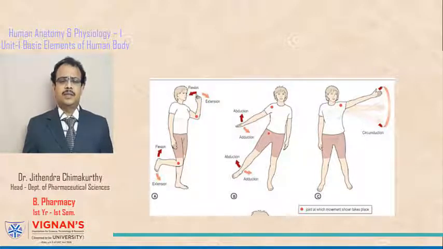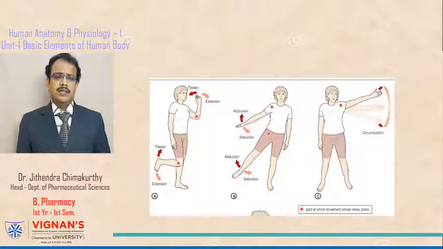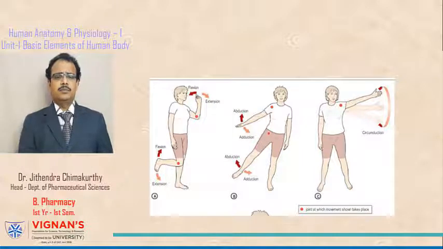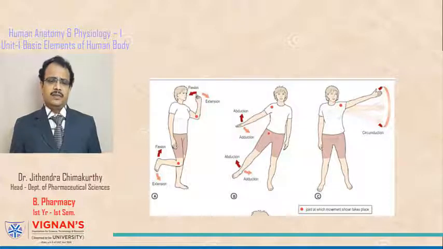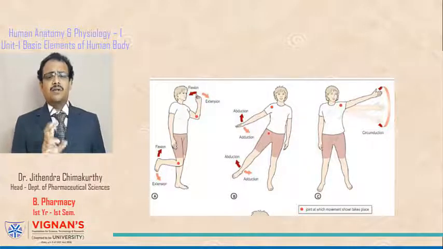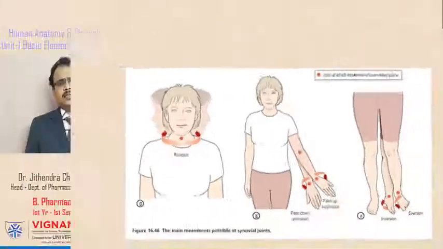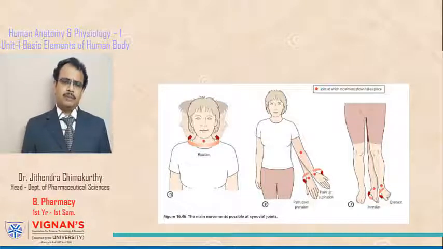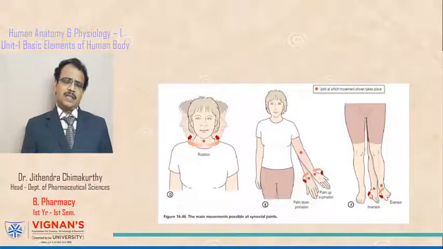Abduction is movement away from the midline. Whereas adduction is movement towards the midline. In the same way, rotation is any movement along the axis of the body, for example, rotation of your head. And circumduction is movement of a limb or a digit of a finger in a way representing the shape of a cone. For example, if we show it like this, it is circumduction.